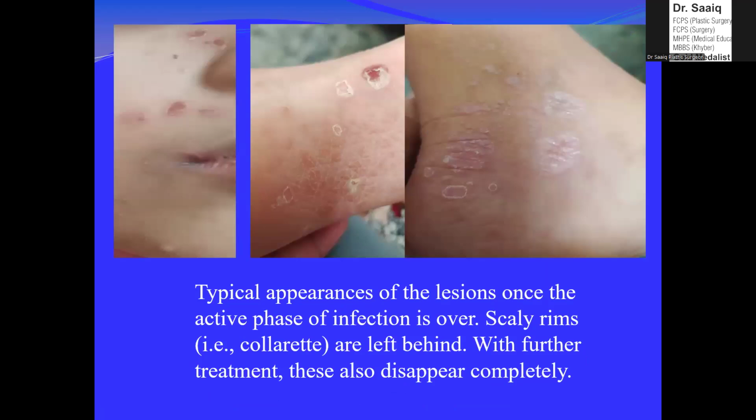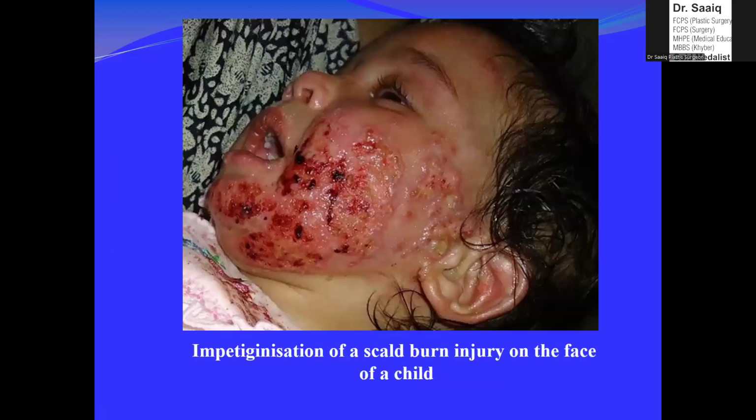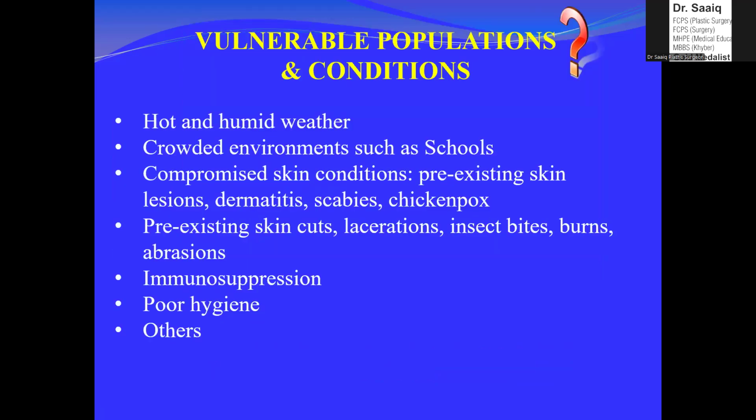Once these lesions are treated and are no more in the active phase, they typically leave behind scaly rims, which we call the collarette. With further skin treatment, these scaly lesions also disappear and there is complete return of the normal skin. Here is a child who had scald burns on the cheek, and the child developed secondary impetigo infection of the lesions.